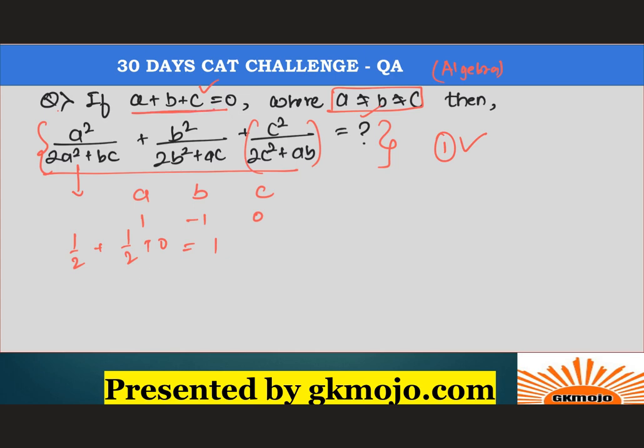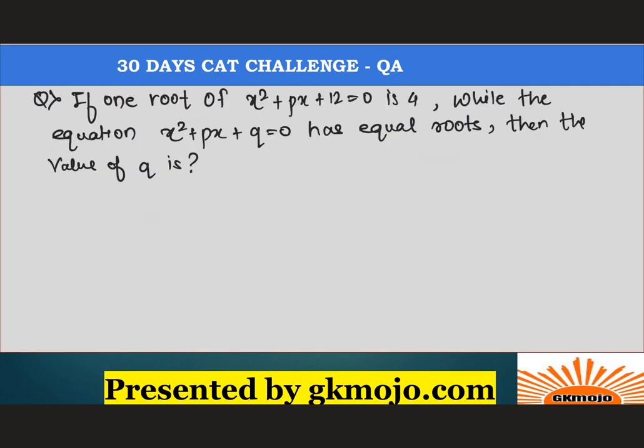Read the first line of the question, make out what you can do with it, and then apply it over here. Let's have a look at this question based on quadratic equation. If one root of x square plus px plus 12 is equal to 0 is 4, while the equation x square plus px plus q is equal to 0 has equal roots, then the value of q is. Again, we'll go step by step.